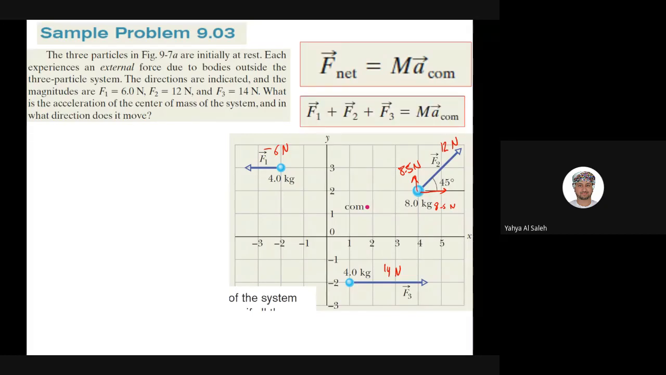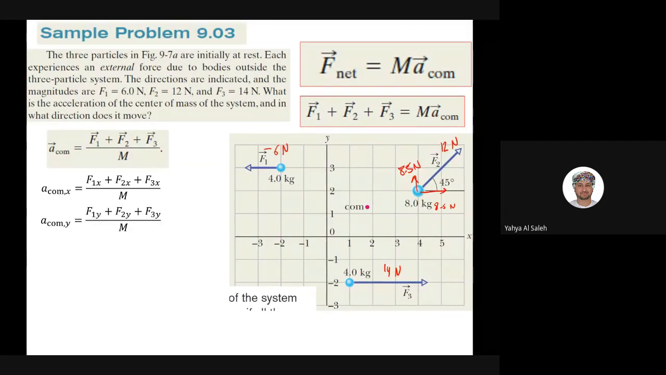And we know that F net is the sum of all forces. Now, simple rearrangement. If I want to find the acceleration, I take the net force and divide it by the mass. We'll do the x-axis and y-axis alone, as usual. X-axis: f1x plus f2x plus f3x. What is f1x? Minus 6. f2x plus 8.5. f3x plus 14. Divided by 4 plus 8 plus 4, which is 12.